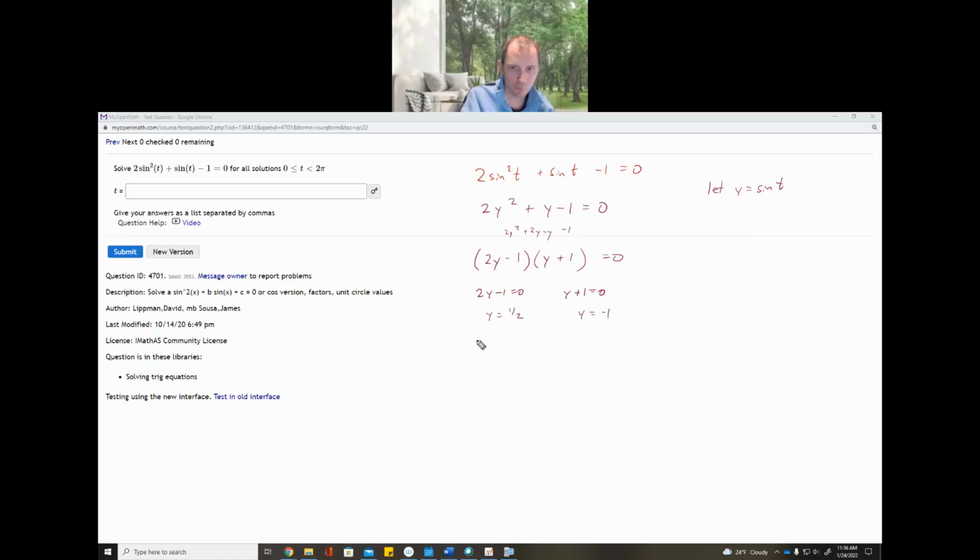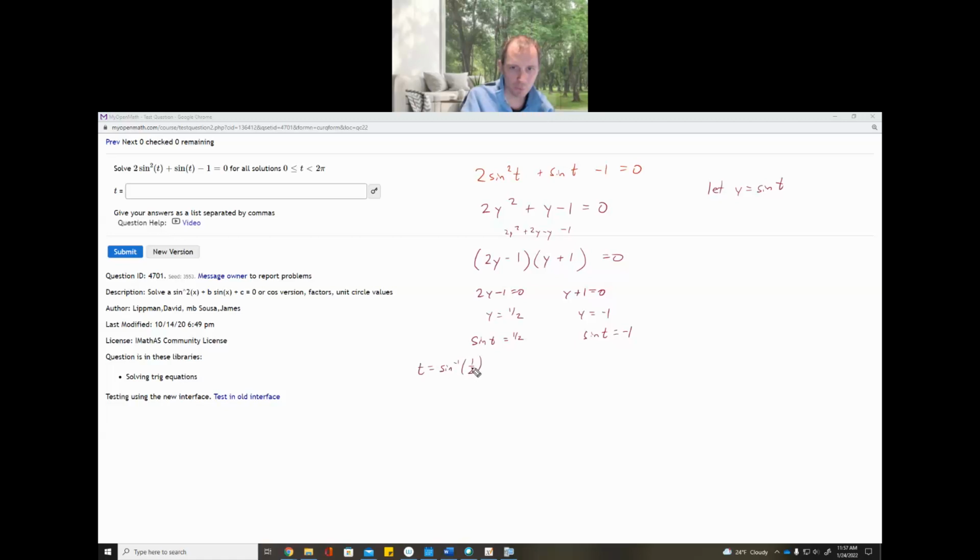Now I go back and replace y with sine of t. So now I'm back in the same situation as in the last question, where I'm solving a trig function equal to a number. I'm just going to do it as two completely separate problems. So for my first one, I use that inverse.